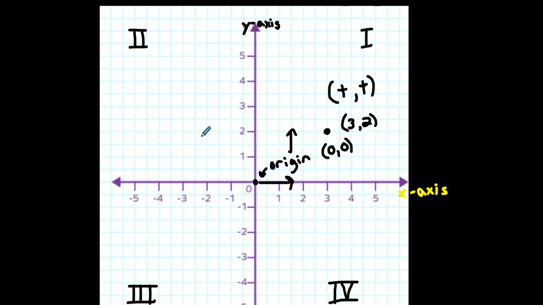Next, let's think about quadrant 2. In order to end up over here in quadrant 2, we're going to have to go left on the x-axis, and we're going to have to go up on the y-axis. So in order to go left on the x-axis, our x-coordinate has to be a negative value. And our y value has to be positive in order to go up. So we're going to put negative, comma, positive.